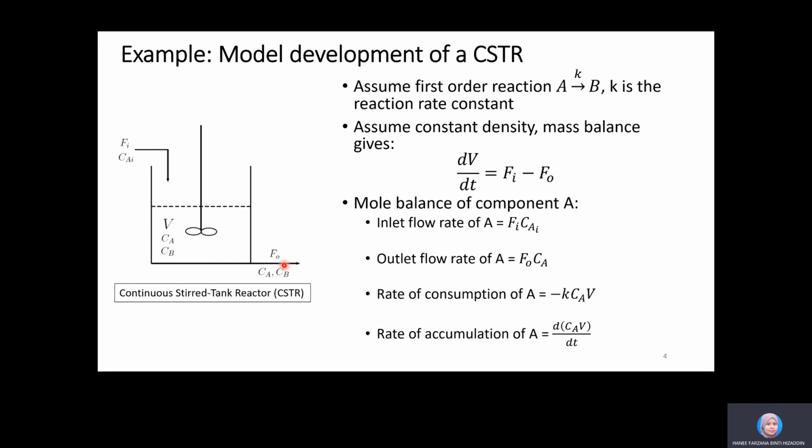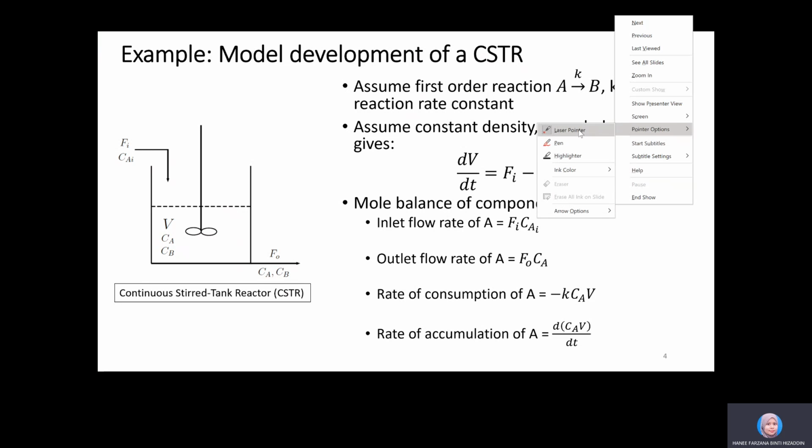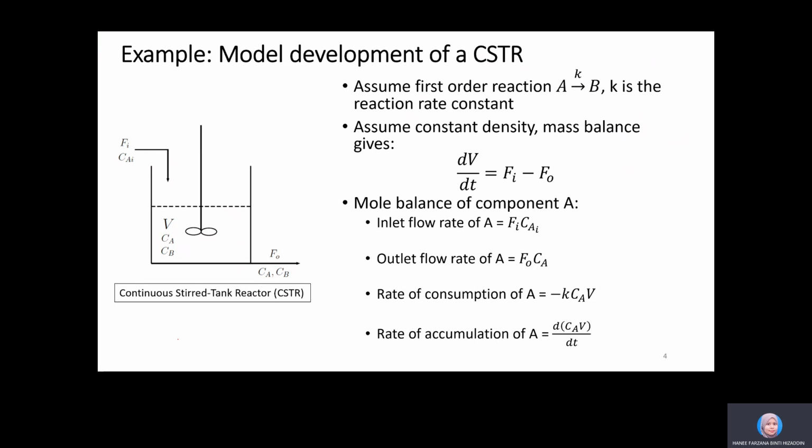At the outlet, the flow rate is Fo, where o is for outlet, and CA and CB are the same as inside the reactor, because we assume it has already reached a constant, steady state. Okay, so assuming constant density, we can do a quick mass balance on component A and the overall mass balance.